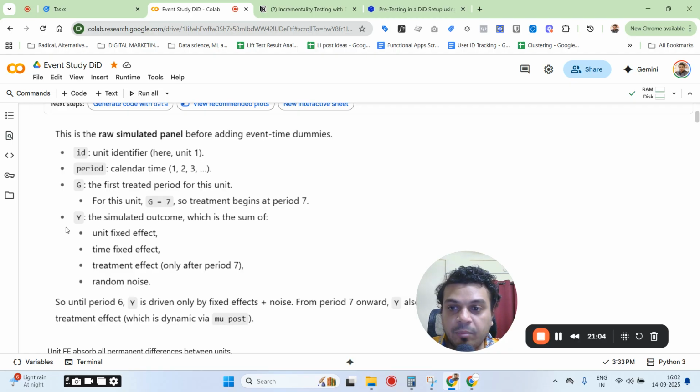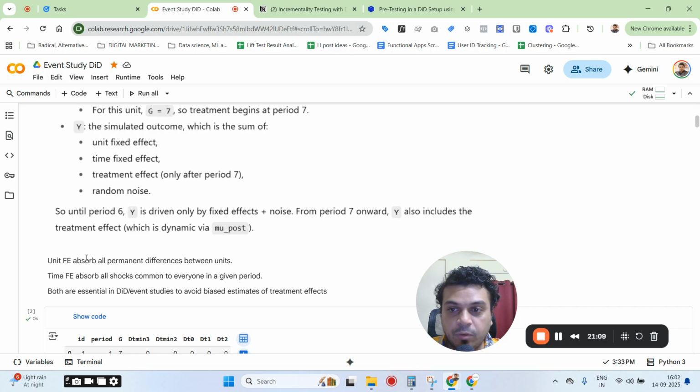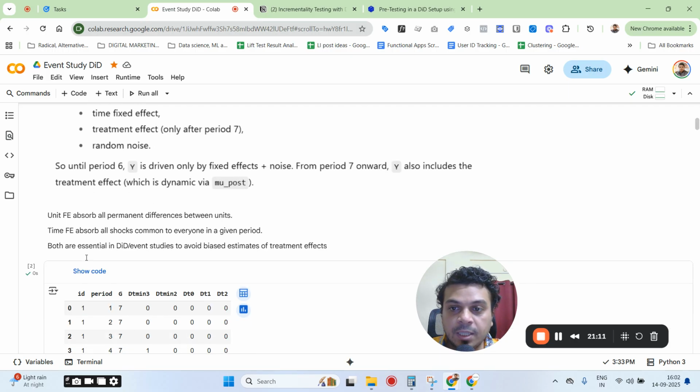The unit fixed effect and the time fixed effect, like I've already mentioned, give you the regression model which is controlling for these essentially. So the shocks and the differences coming from these individual fixed effects are getting absorbed, because you don't want them to influence your understanding of the incremental effect.